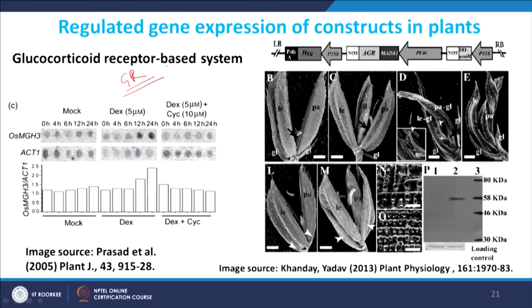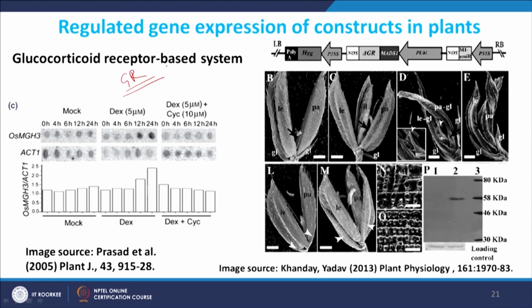So glucocorticoid basically is a steroid hormone in animals, and the glucocorticoid receptors are normally present in the cytoplasm. When they receive a signal through the hormones, only then they enter inside the nucleus, and go and activate their genes.